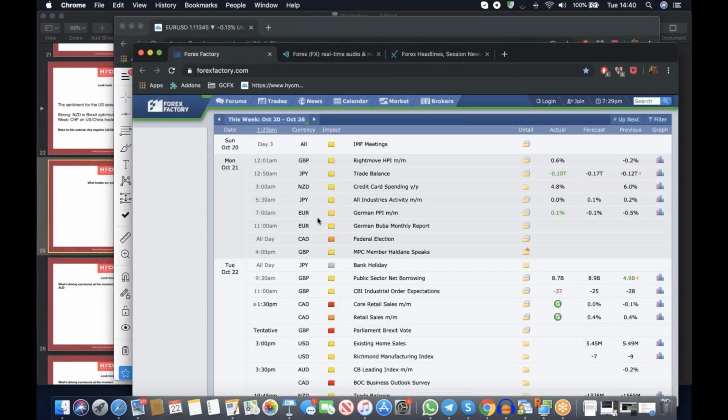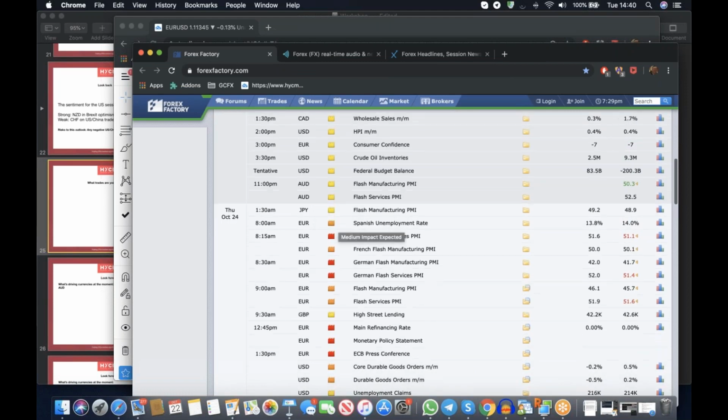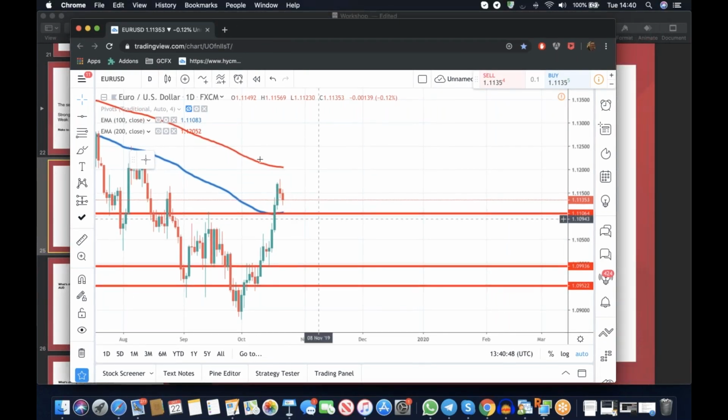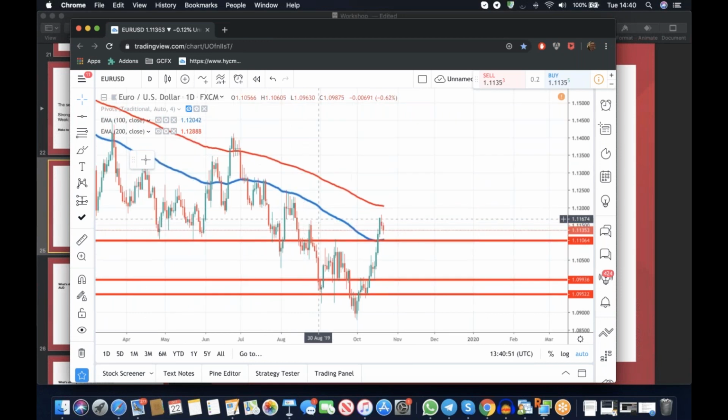So if you look here, we'll see on Thursday, we got these flash manufacturing PMI and services data, which will be key for the euro and obviously the monetary policy statement. So with the euro, what I'm thinking of is on Thursday, we've got some key decisions coming out from the ECB, and I would expect the euro to take a fresh movement out of Thursday's deal. At the moment, the outlook for the euro is weak.